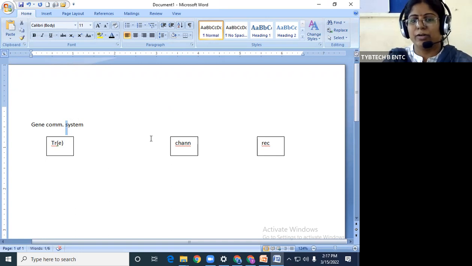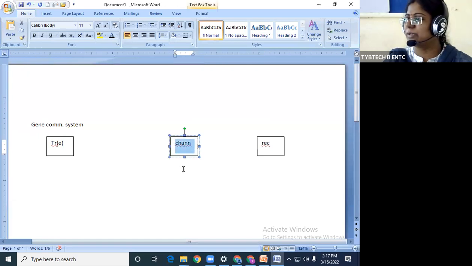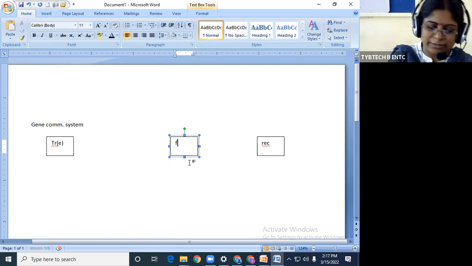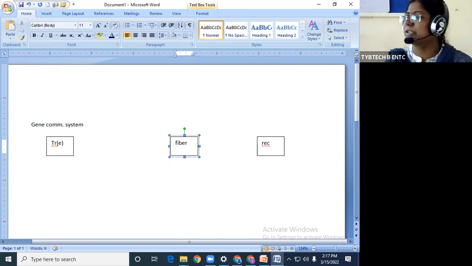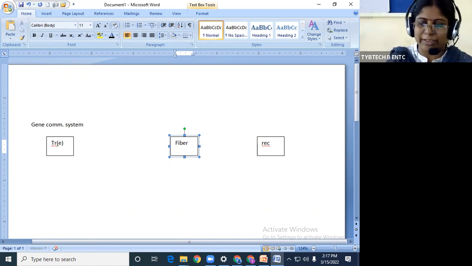But for the optical communication system, what is required? Now what will be this channel in case of an optical fiber communication system? Which media are we going to use as a communication channel? Glass, plastic, that is okay, but what is going to be the communication media? Fiber optic cable. This is usually abbreviated as FOC.